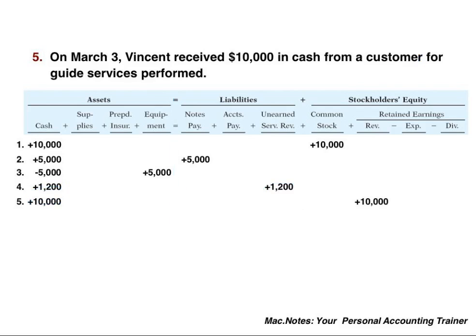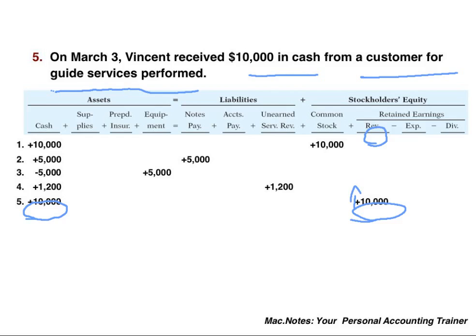March 3rd, Vincent received $10,000 in cash from a customer for whom we have performed services. So anytime we perform services, we increase revenue. We've earned revenue when we perform the service. And in this case, we receive cash. So the two accounts are cash and revenue. Cash goes up because we received it, and revenue goes up because we've earned it.